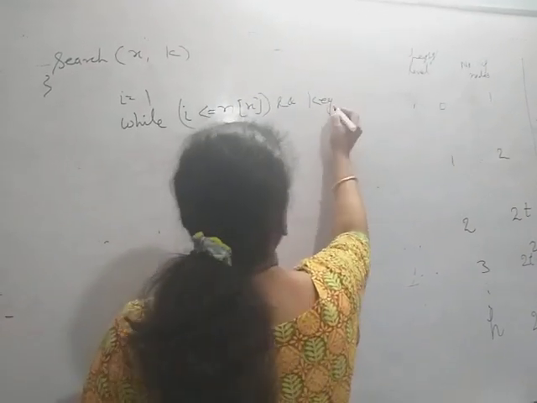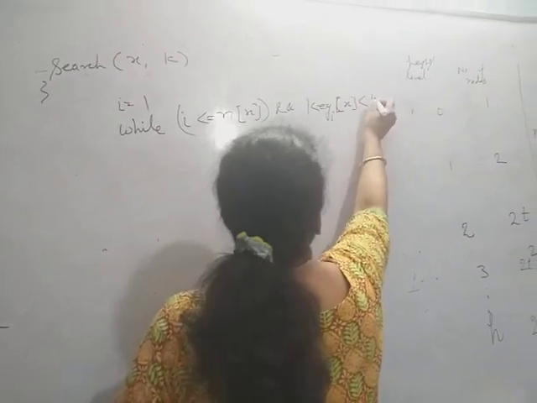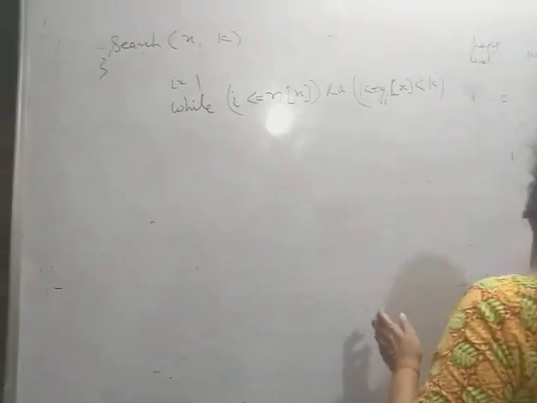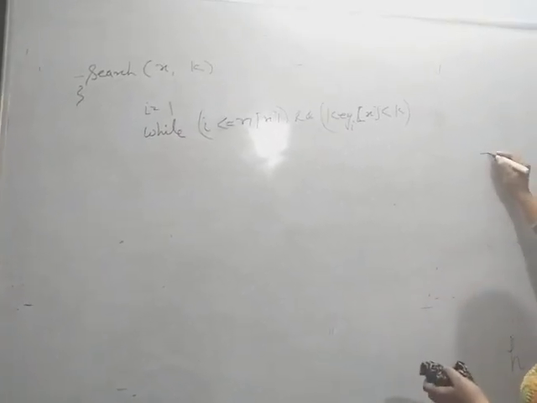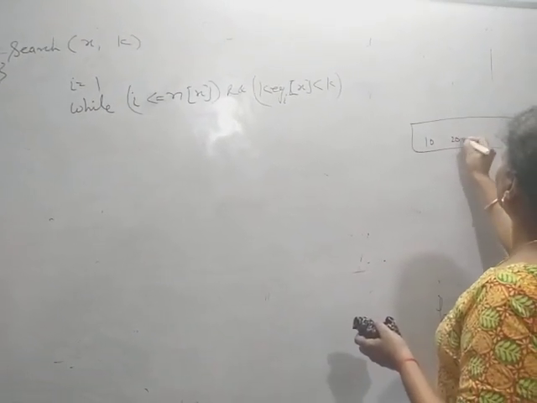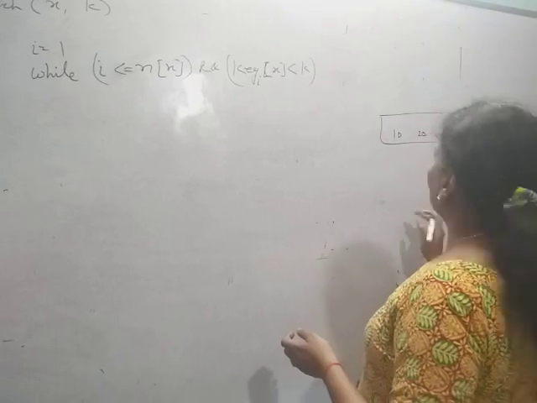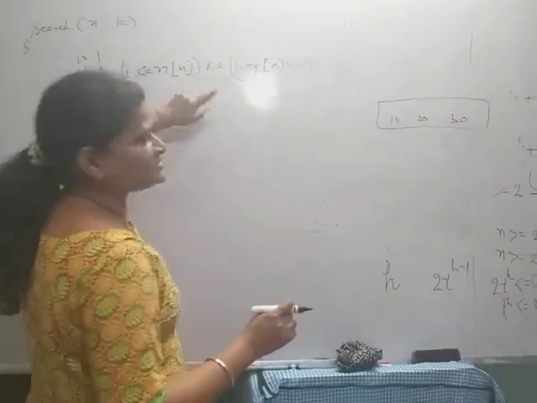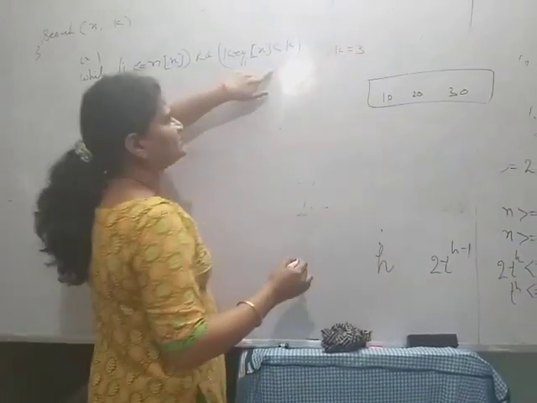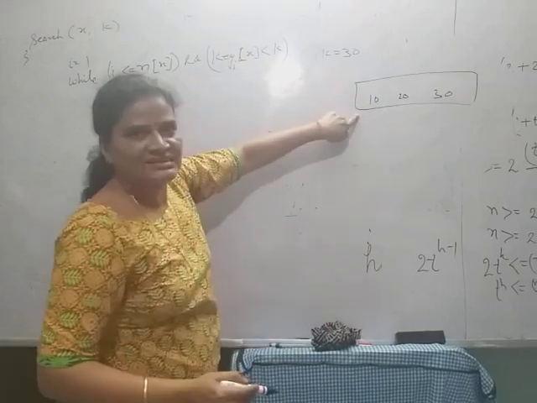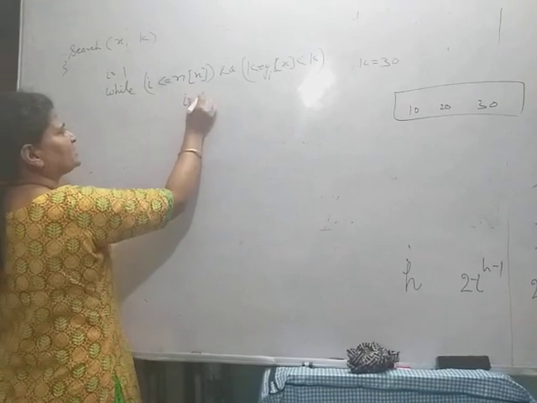Now, this is the case. Suppose in the B tree, x is pointing to the node 10, 20, 30, and our objective is to find 30. Suppose i is equal to 1, key i is 10, and k is 30. So 10 is less than 30, then 20 is less than 30, and then it stops at 30, and i is incremented by 1.